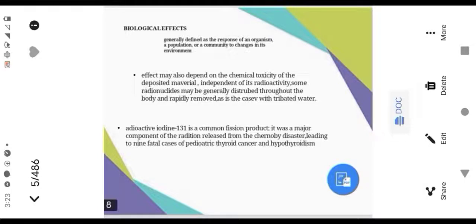Radioactive iodine-131 is a common fission product. It was a major component of the radiation release from the Chernobyl disaster, leading to fatal cases of thyroid cancer and hypothyroidism.